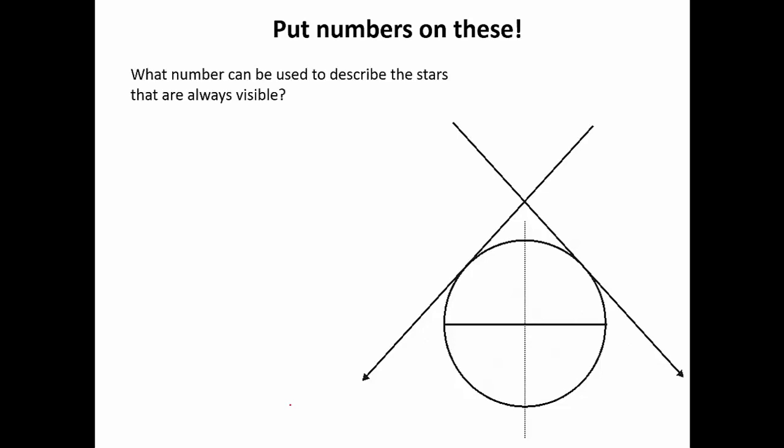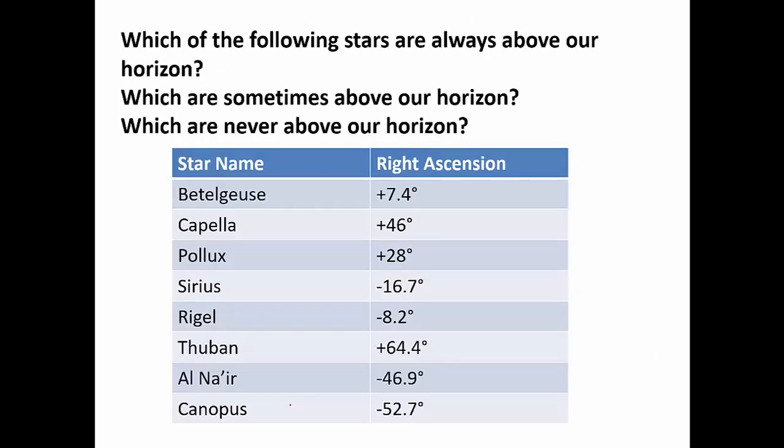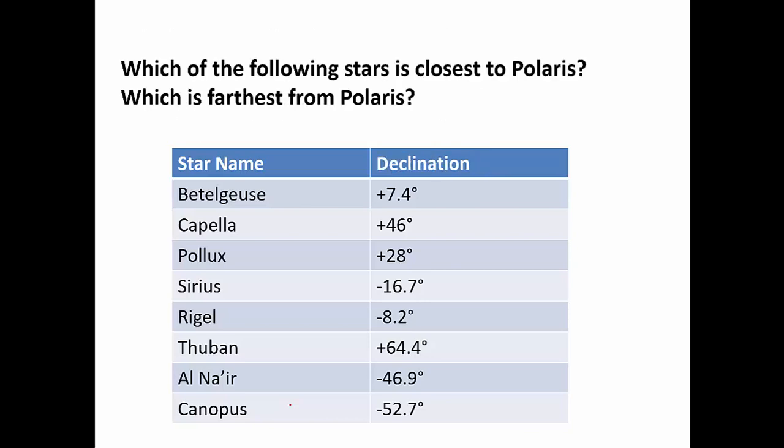Okay, put numbers on them. What number can be used to describe the stars that are always visible? I'm going to fly past these, but you could pause it and think about that. What number can be used to describe the stars that are never visible? Which of the following stars are always above our horizon? I'll let you think about that. See if you can figure it out. Which of the stars is closest to Polaris, and which is farthest from Polaris? For practical purposes, you can just say the declination of Polaris is plus 90 degrees. It's actually about 89.3 degrees, but that's pretty close to plus 90 degrees. And so you can work with those.